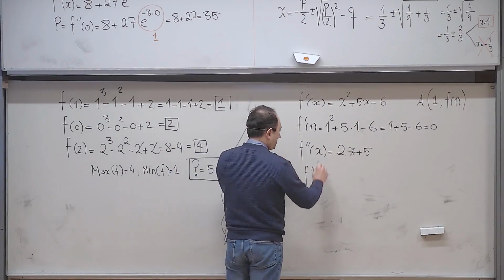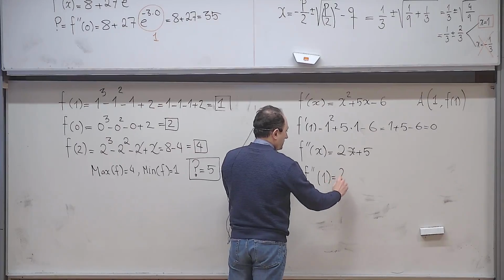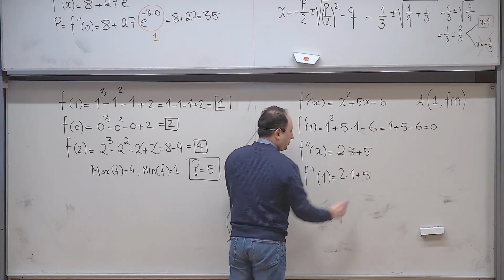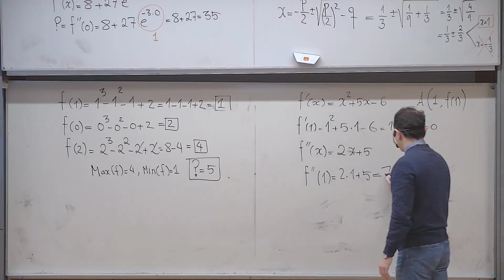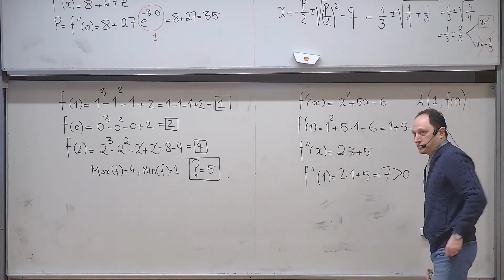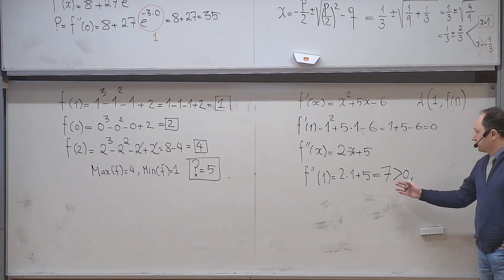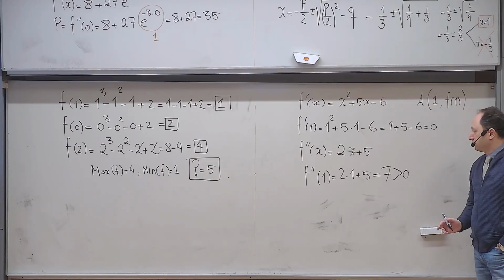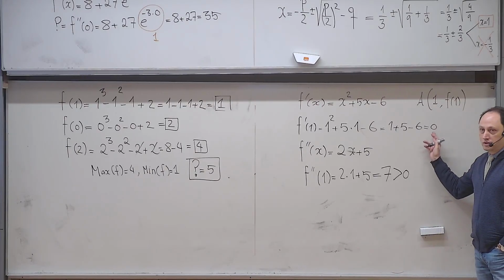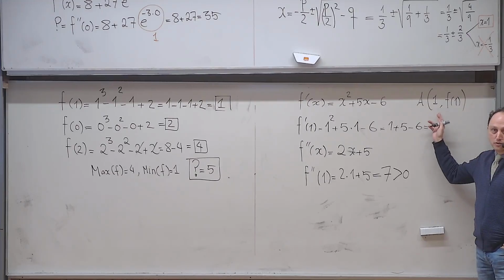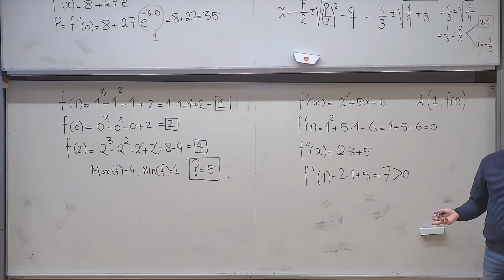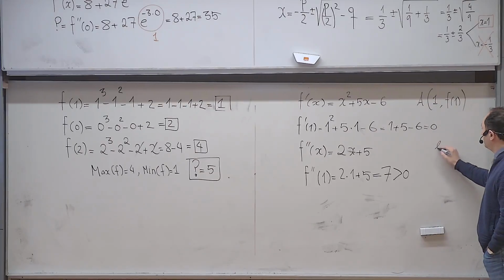So let us calculate. I replace x with 1. So it becomes 2 times 1 plus 5. What is the answer? 7. 7 is positive. So if the second derivative is positive and the first derivative is 0, what type of point is this point? A local minimum. So this point is a local minimum.